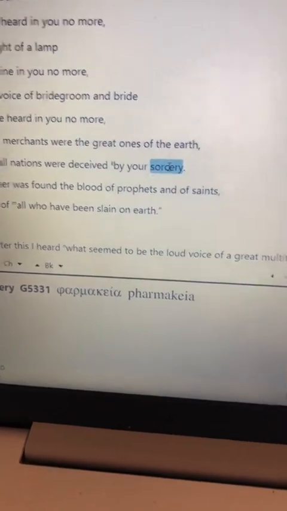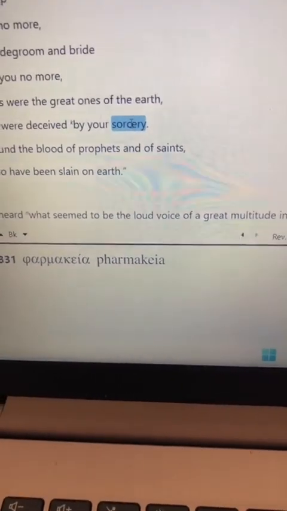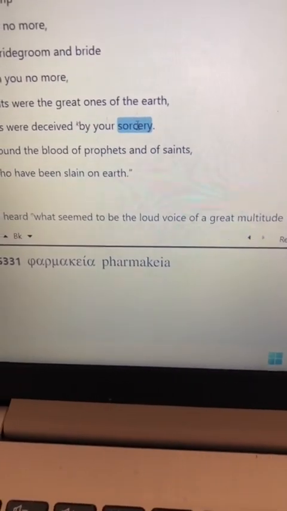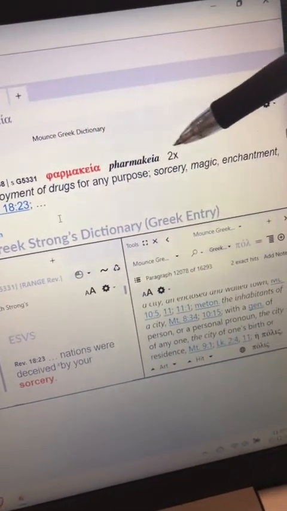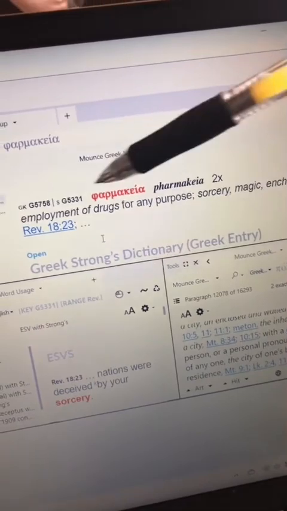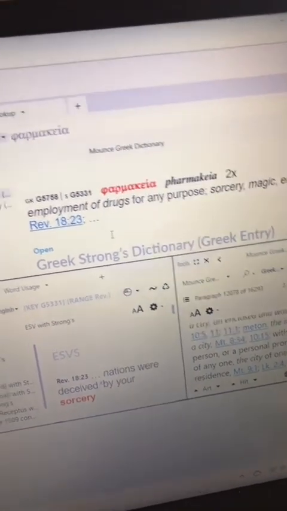Pharmakia. That is the Greek word. Sorcery is the Greek word for pharmakia. Let's look it up. Employment of drugs for any purpose. Sorcery, magic, enchantment. Drugs, pharmakia.